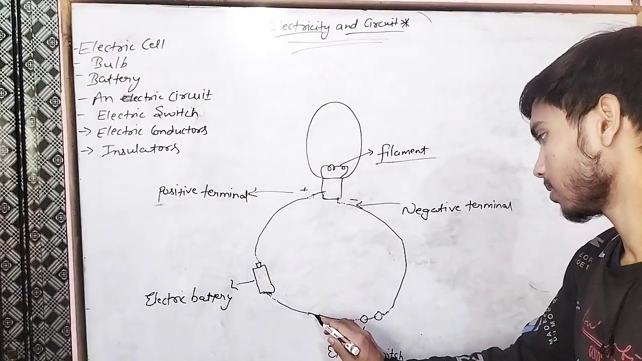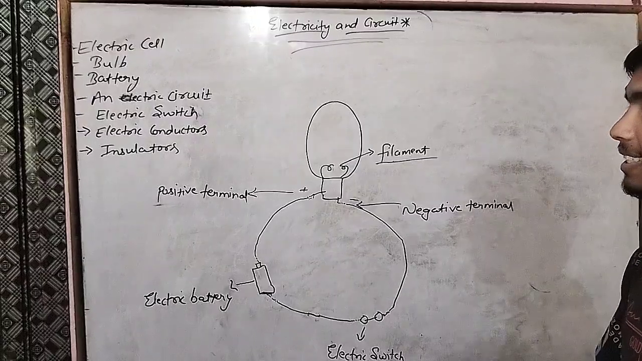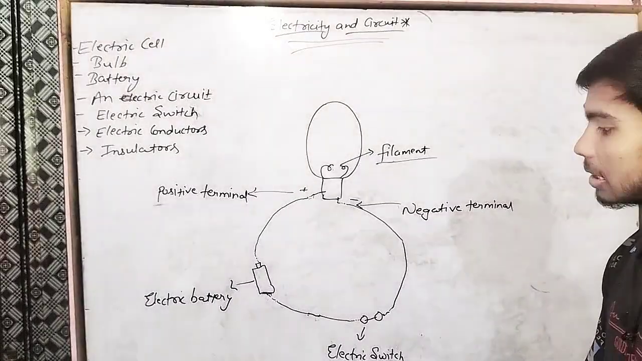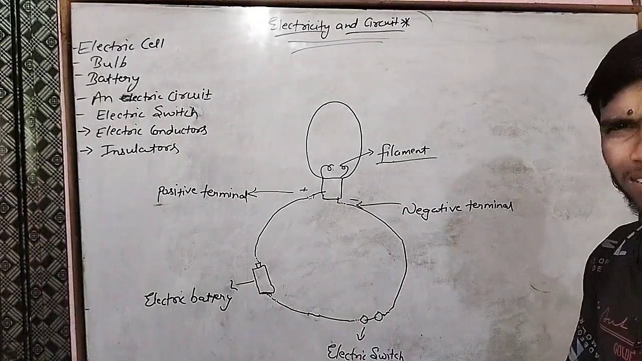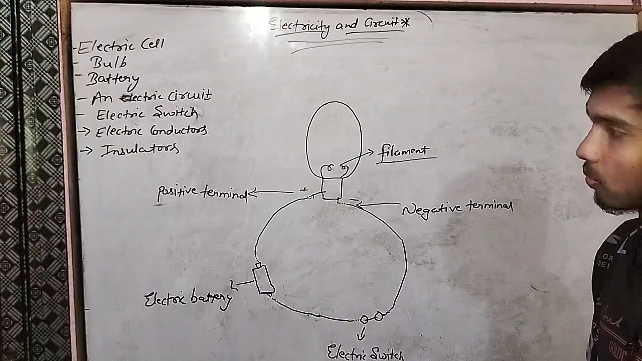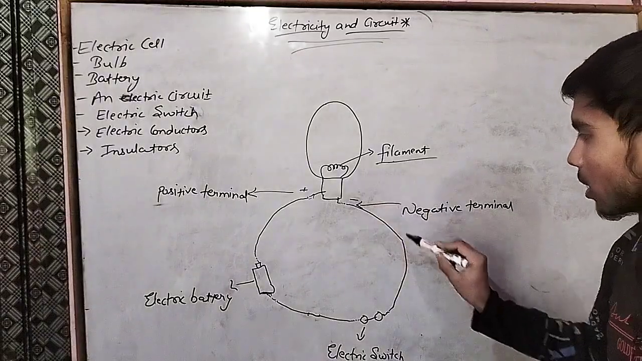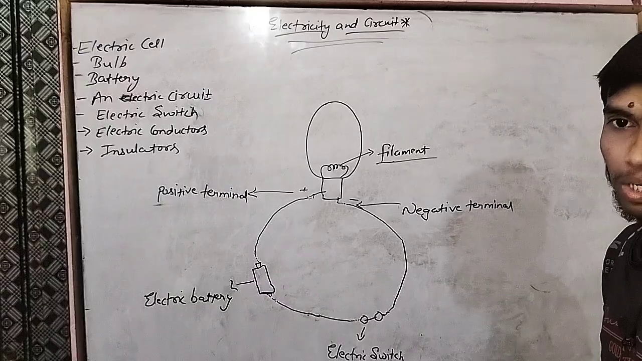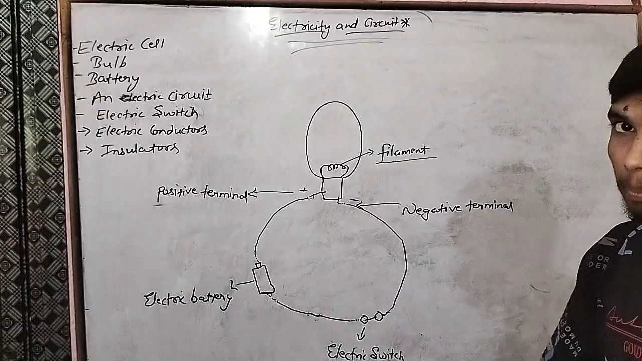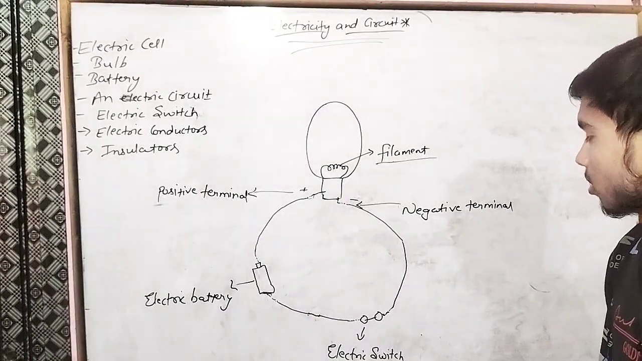But if the wire is well connected but the filament is not well, the filament of the bulb is not well, then this will not work. Also, you can say it is incomplete because the filament is broken, and we can say the bulb is fused. Clear? So, like this, we can decide when an electric circuit is incomplete or complete. Clear?